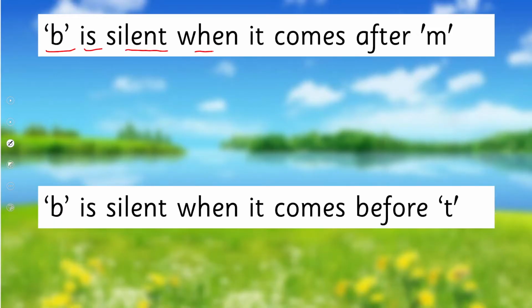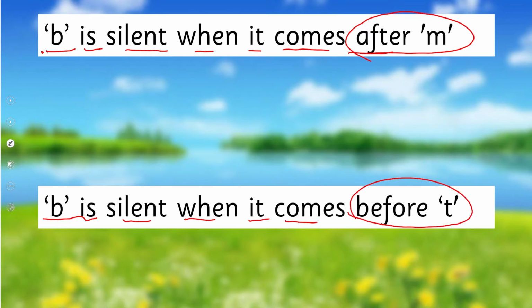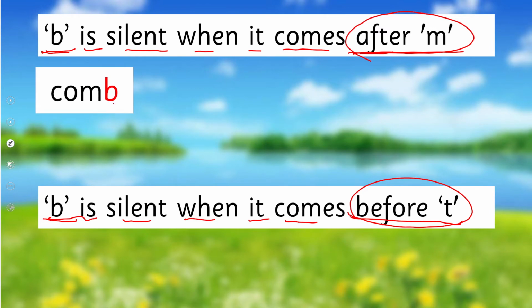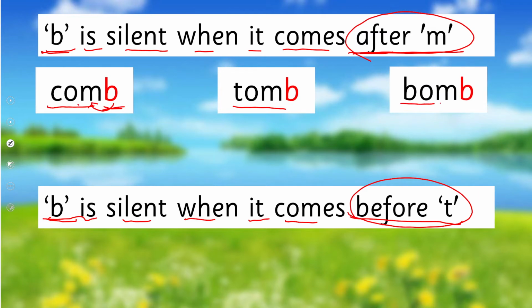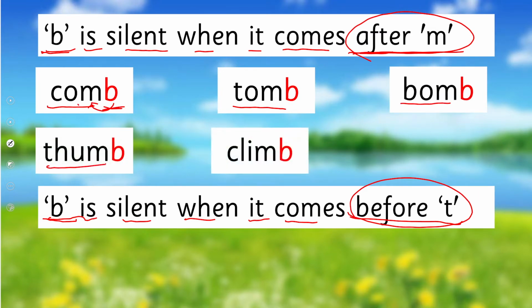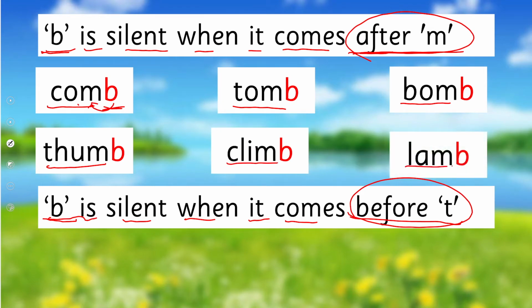So let's learn more letters which are silent. B is silent when it comes after M, and B is silent when it comes before T. So there can be two situations. In situation 1, B will be silent when it comes after M, and in second situation, B will be silent when it comes before T. Its examples are, now you see, B is there and before B, M is there. That's why this B is coming after M, this B will be silent. We will say comb, tomb, bomb, thumb, climb, and lamb.